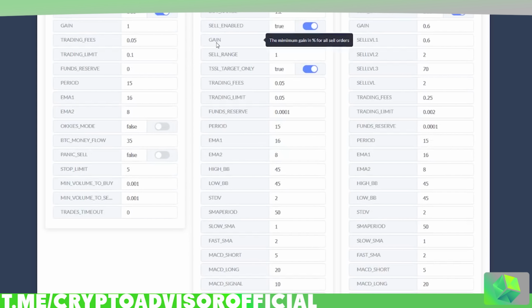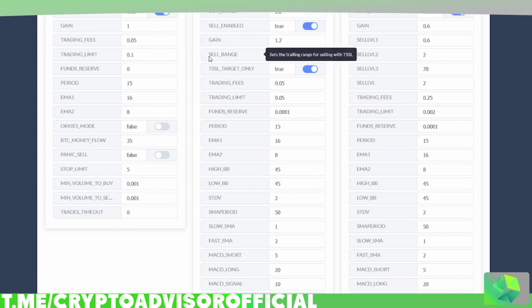Next, you have gains. This is the minimum profit gain that your Gunbot will be selling at in order to close a position. This is something very important I'm going to talk about later. This is actually closing a position. So you're closing it for profit, and Gunbot is no longer looking to do a double up or a reversal trade on your pair. You're closing it with profit.